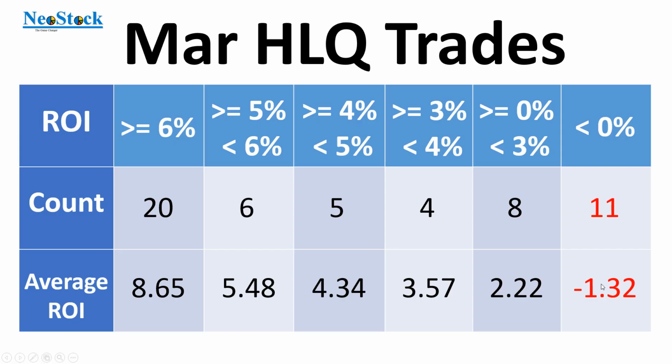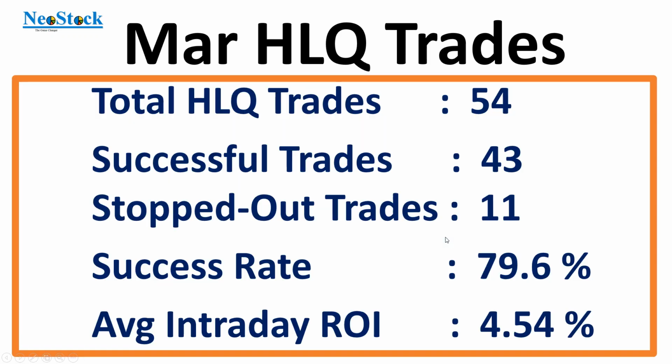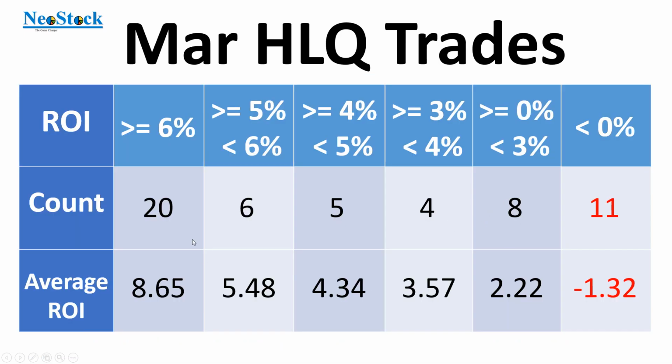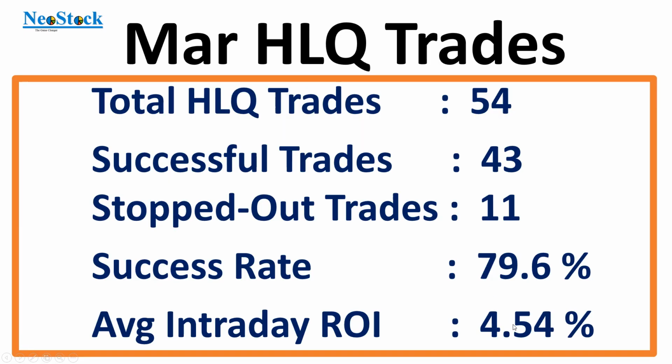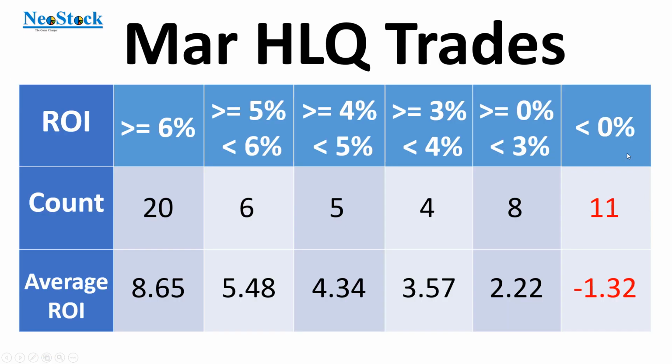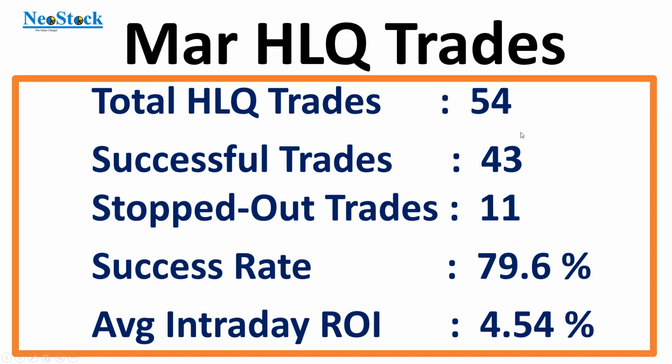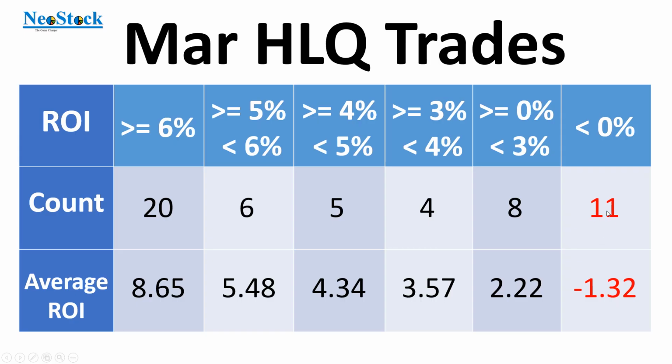Actually, this is the major reason. Why? Because by excluding the stopped out trades, I have seen the average ROI of all these 43 stocks, and it has come to 6.02%. That means 6%. From 6%, the average ROI has come down to 4.54, mainly because of these stopped out trades. 11 stocks are stopped out of 54. And the negative ROI of these 11 is minus 1.32.